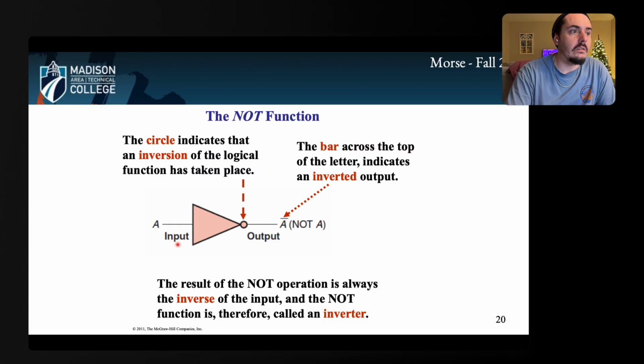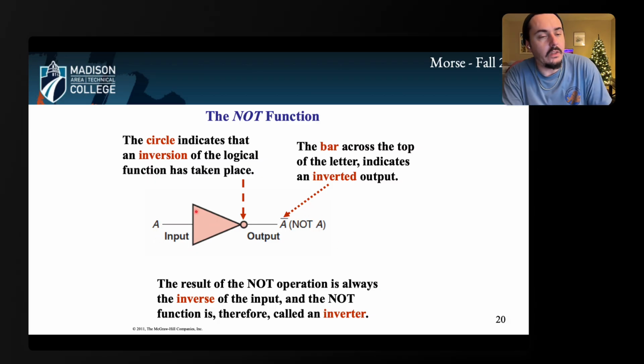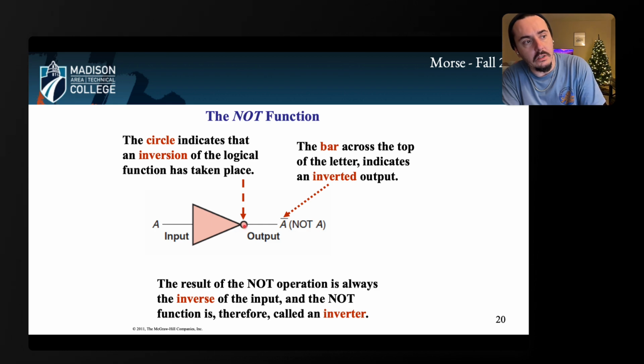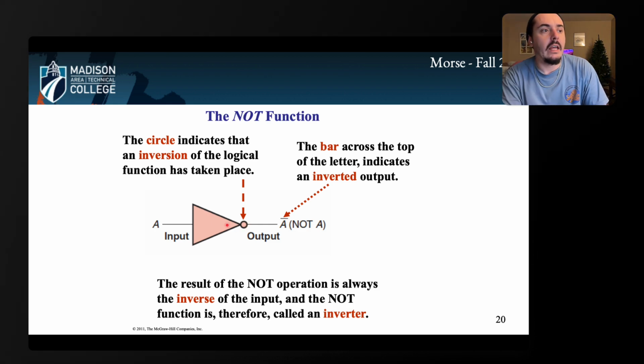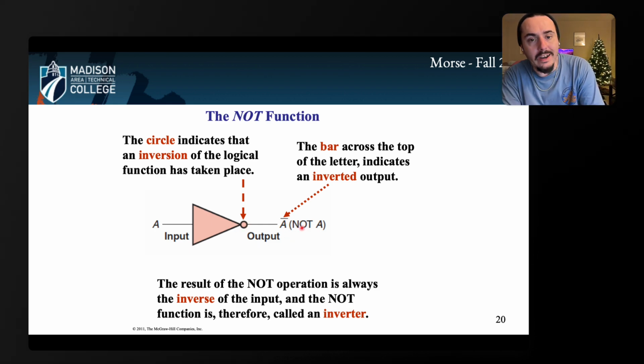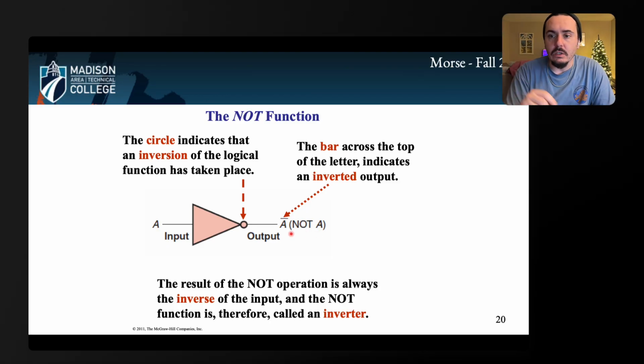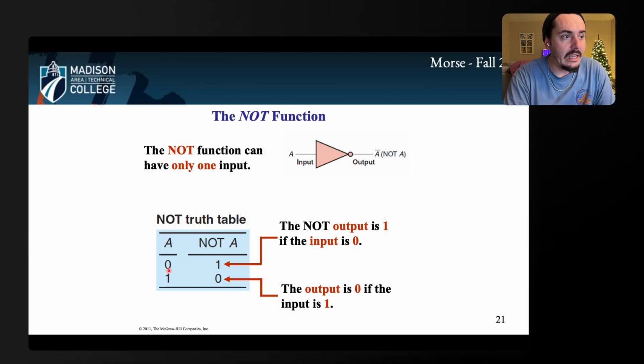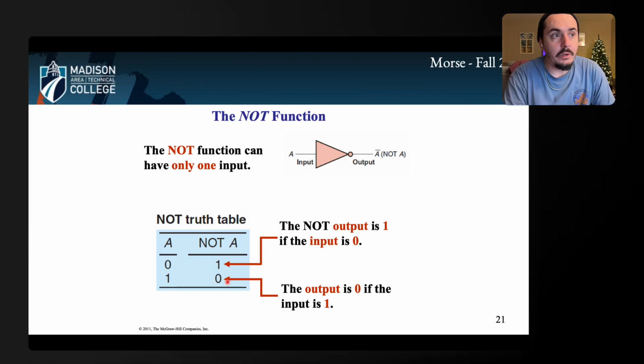So how this looks when we write this down is, if A is my input, the little symbol for this is a triangle with a little tiny circle hat. And then A bar, or not A, is my output. So this means the opposite of A. Whatever A was, it's the opposite. So in this case, if A is zero, the output is one. If A is one, the output is zero.